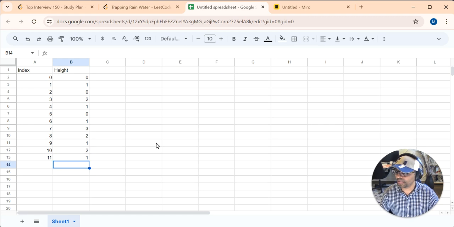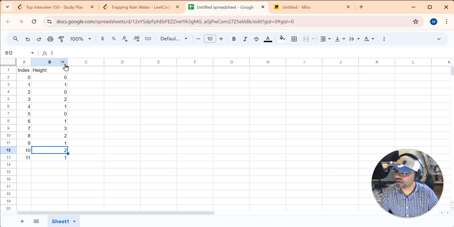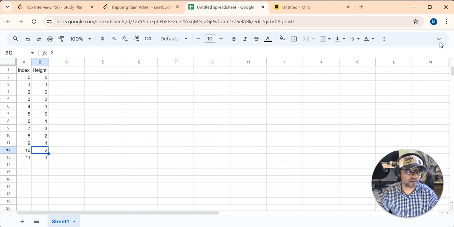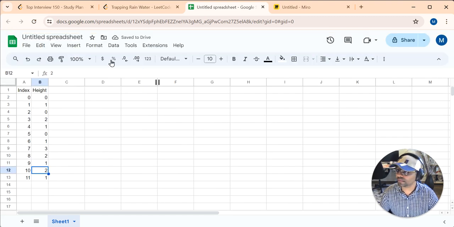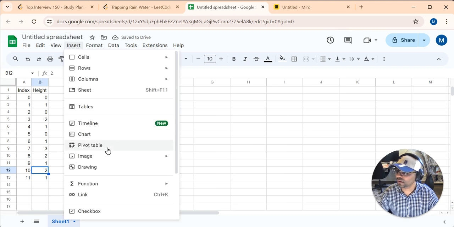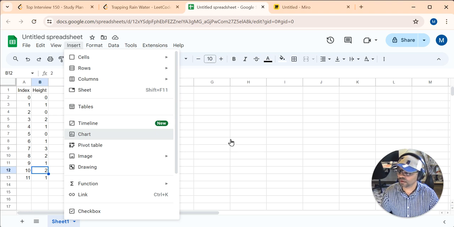Okay, so let's just quickly create a column graph or a bar graph, something like that. Let's see. Insert chart. Okay, if it comes up.